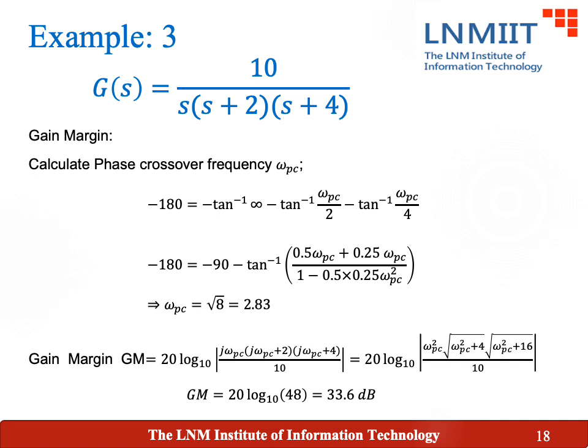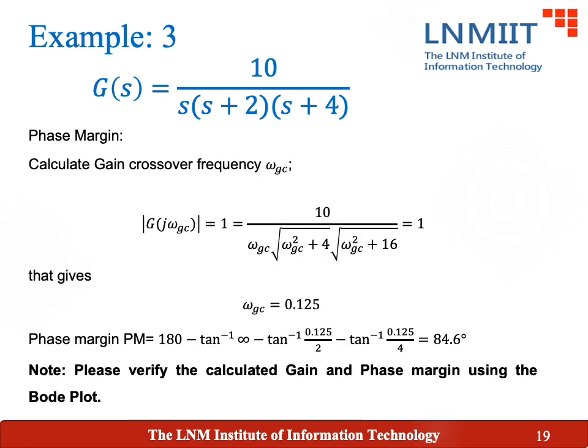The gain margin of your system in terms of decibels can be represented by 20 log base 10 of 1 upon mod of G(j omega), which is represented in this form, and the magnitude is nothing but this. So we will have the gain margin of the system equal to 33.6 decibels. So this is how we are able to measure the gain margin of a system.